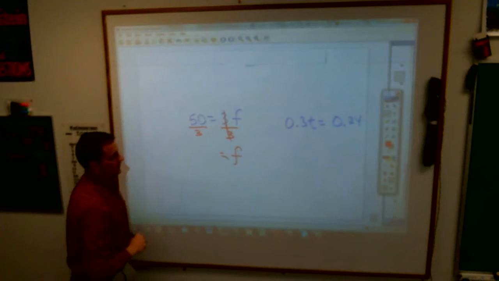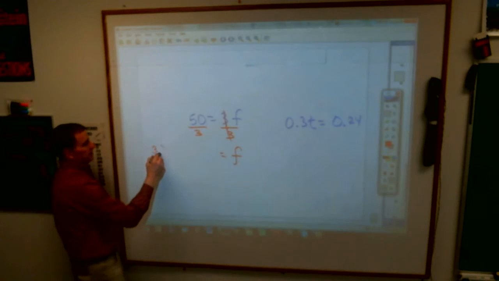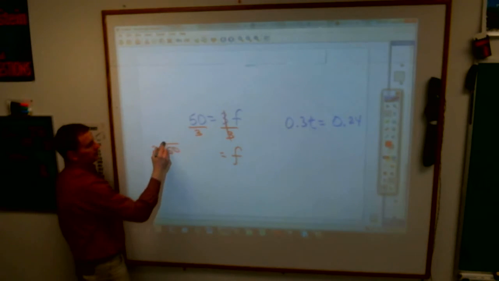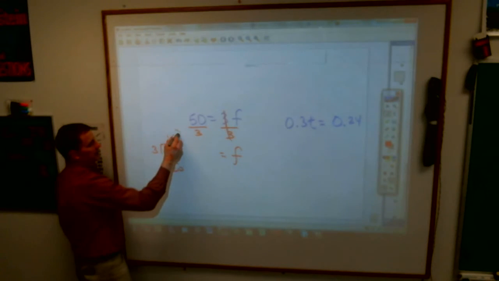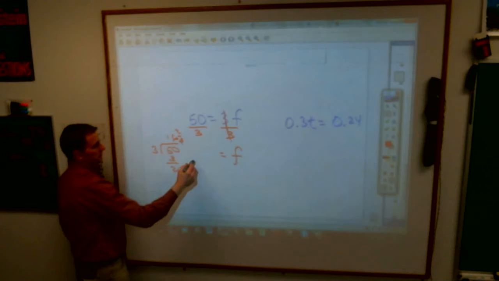And what happens with 50 divided by 3? Well, you're going to have to do the division out if you can't do that in your head, which most of you can't. Looks like 16 2/3 to me.